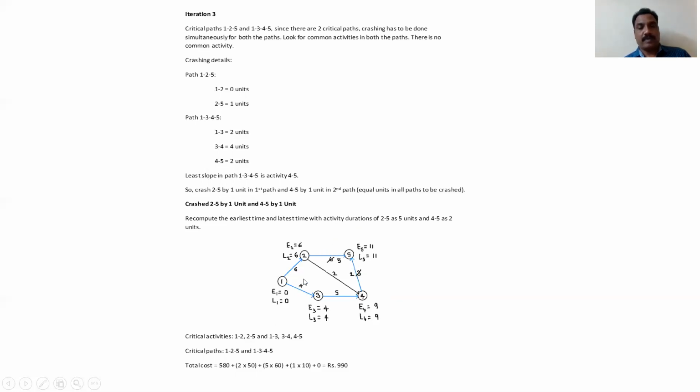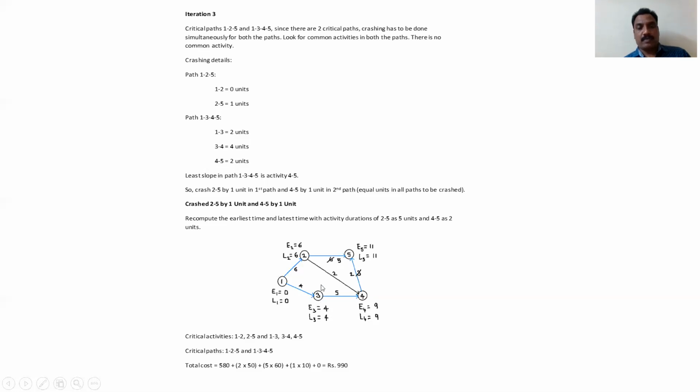So now again you have to copy down. Now we crashed one activity: earlier the time was 6, now it is reduced by 1, that is now 5. Earlier it was 3 days, now it is 2. Now what are the various critical paths we got here? So the total cost according to this is 990.